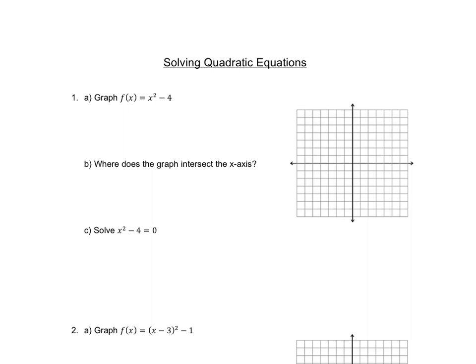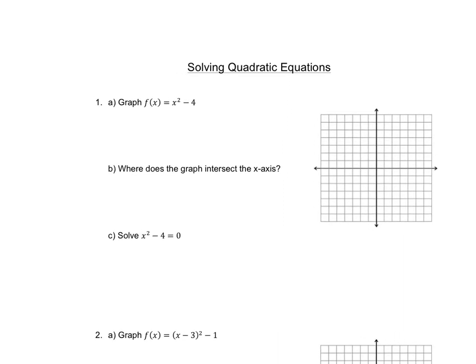Okay, we're going to look at page 99 of your book, and we're going to look at solving quadratic equations now. We're going to start the same way that we solved the absolute value equations, and that is we're going to think about their graphs. So the first function that we want to graph is x squared minus 4.